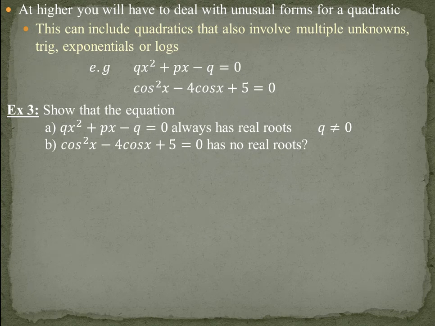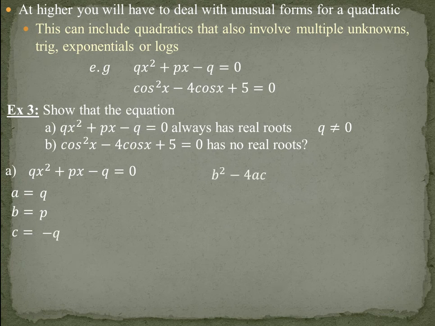So always, that means there are no possible values that you could pick for q and p that would lead to a quadratic not having real roots. That in itself seems mind-boggling, but let's work through. The trigger word is real roots, so that should trigger you to use the discriminant. So our value for a is q, our value for b is p, and our value for c is minus q.